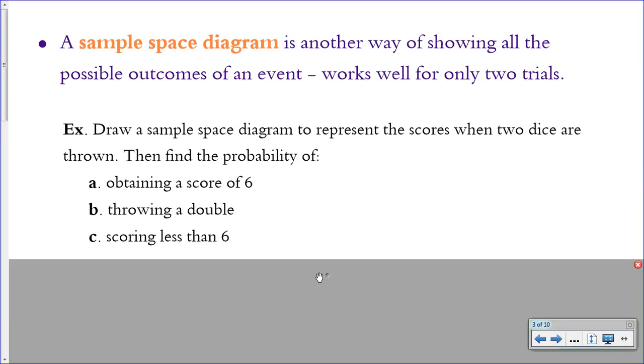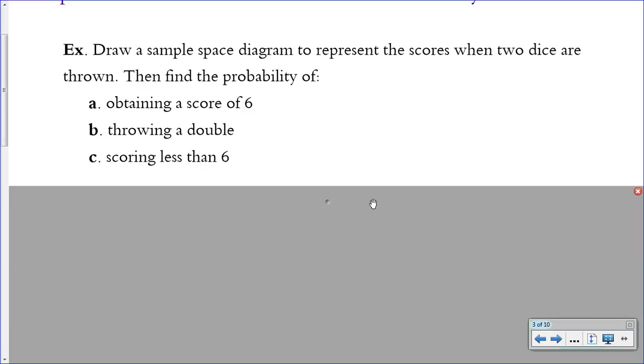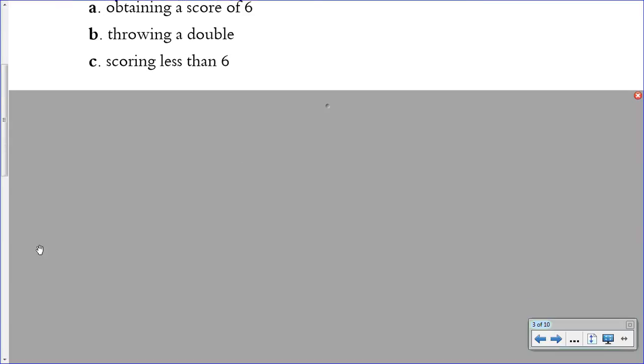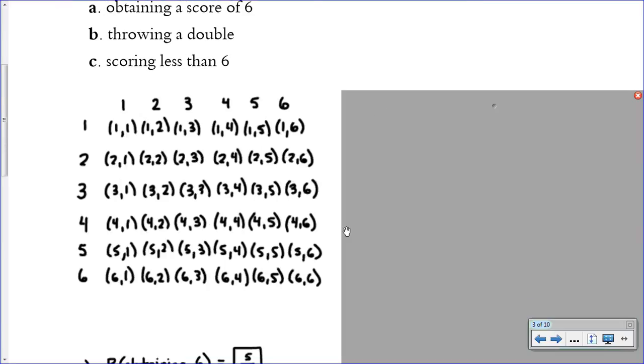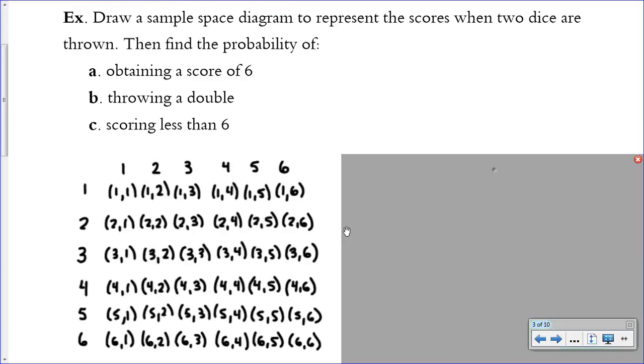So for example, here's a question that asks us to draw a sample space diagram for the scores when 2 dice are thrown. And so throwing 2 dice, you could organize a sample space diagram that looks something like this, where we've got across the top 1 through 6, down the side 1 through 6, and then every possible combination of rolls is written almost like a table, like a multiplication table. You could then actually calculate the sums if you wanted to. Notice it says for these probability questions, we're looking for the probabilities of obtaining a score of 6, so that would be the sum of the 2 rolls would equal 6, just based on the way this problem is written.